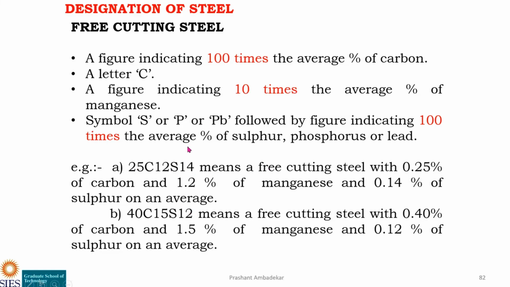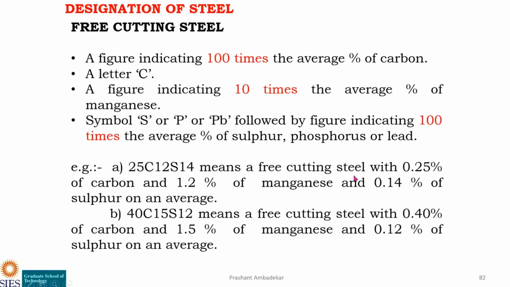And why is the alloying element added? The alloying element is added to improve the machinability, and that's why the name is free cutting steel. It cuts freely as compared to the plain carbon steel. So you can see here 25 is the percentage of carbon 100 times. So 0.25 into 100 becomes 25. Then C12, it is 10 times. So 1.2 is the actual content into 10, so it becomes 12.